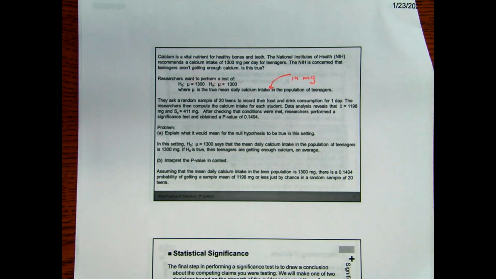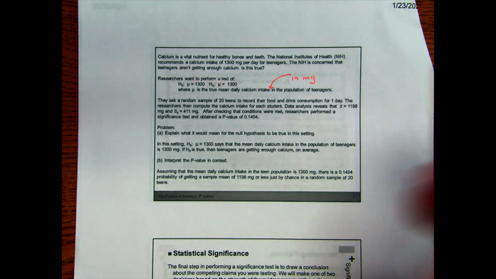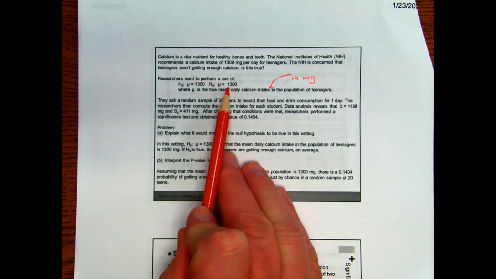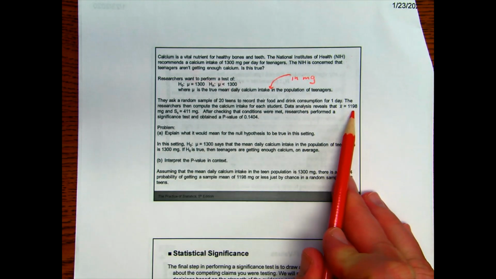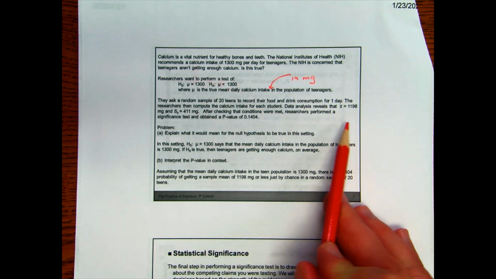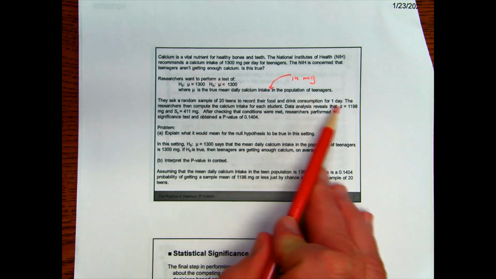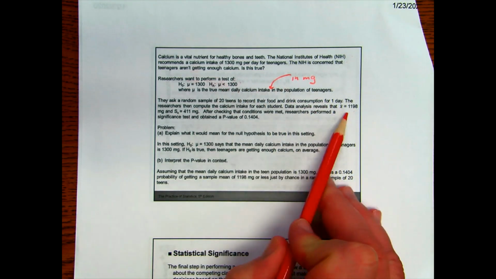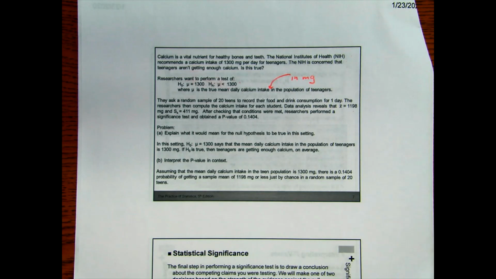All right, so here's the idea. We're looking to show that something is less than 1,300. We got a sample mean of 1198. Now, is that a statistically significant difference, or can we just attribute it to chance variation? In this case, the context would be the students that were chosen.